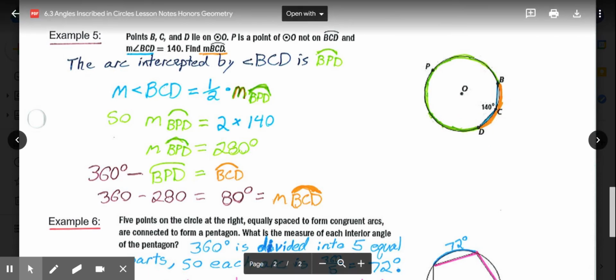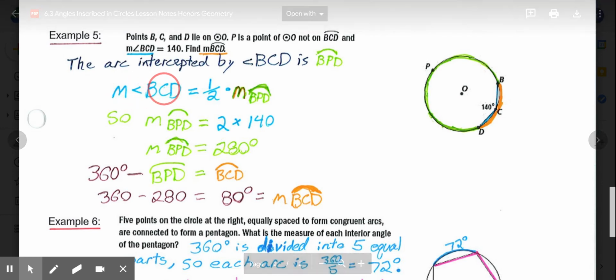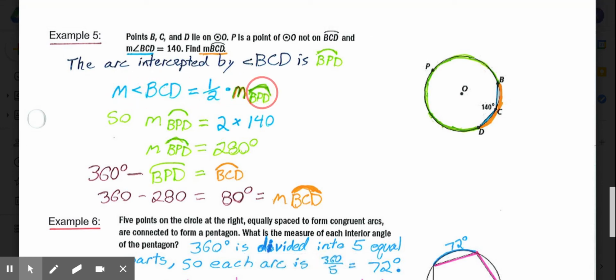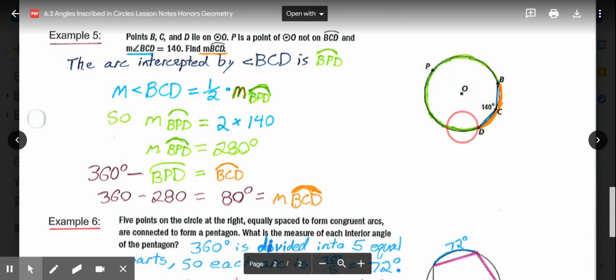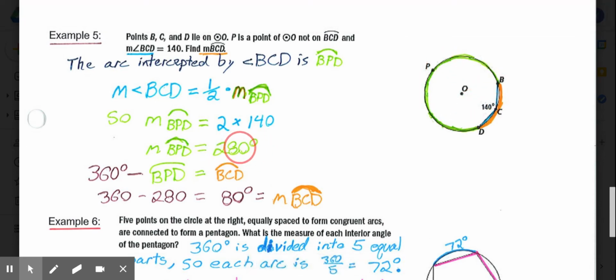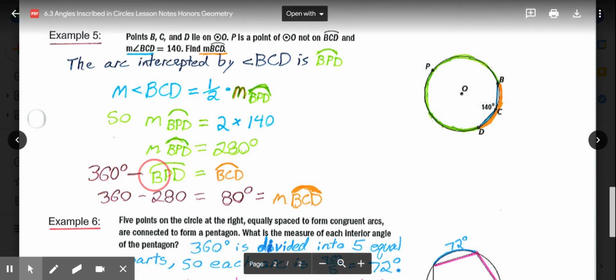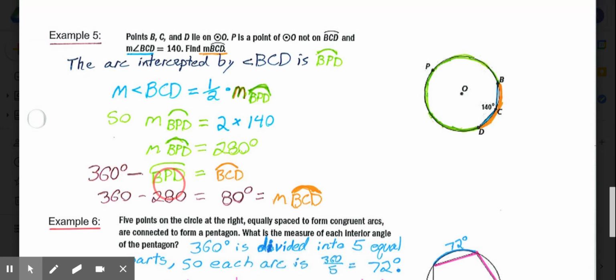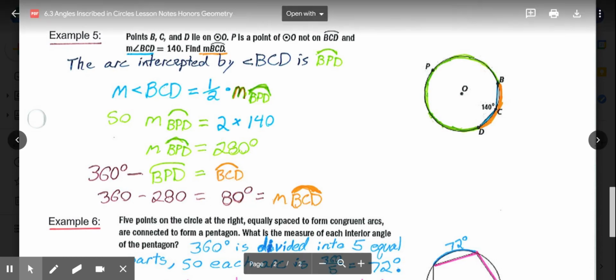So in this case, we know that the measure of angle BCD would equal half the measure of that arc, BPD. Well, BCD was 140 degrees. So if we double that, we get the measure of the arc it creates. So arc BPD was 280 degrees. So 360 minus arc BPD, which was 280, leaves us with 80 degrees, which is arc BCD. So 80 degrees would be the measure of arc BCD.